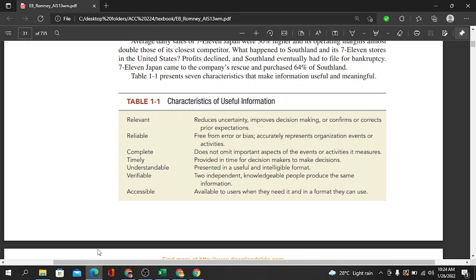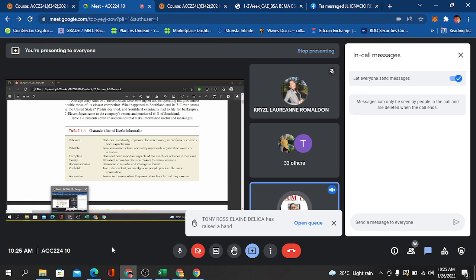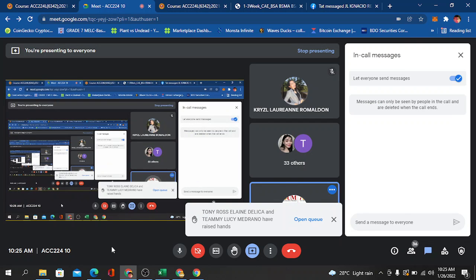Kaya nga we are using estimate, no, para at least ma-achieve natin yung timely. Kasi medyo mahirap kunin yung reliable or relevant na information in the matter of time. Kaya even in managerial accounting, we are just using estimate for decision making. So we just get past events. Tingnan natin yung mga past events.